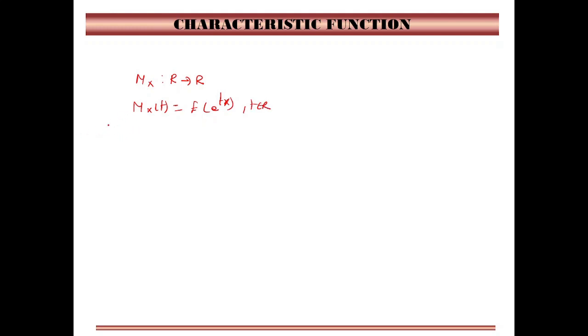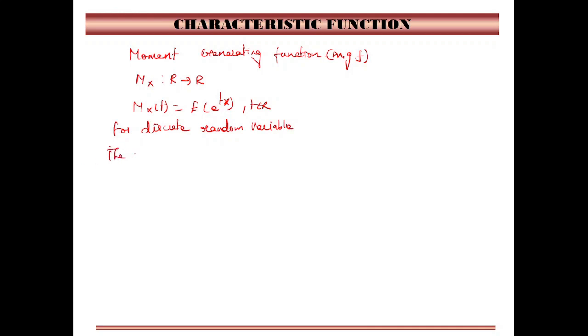For a discrete random variable, the moment generating function is M_x(t) is equal to summation e power tx p(x), where p(x) is the probability mass function.